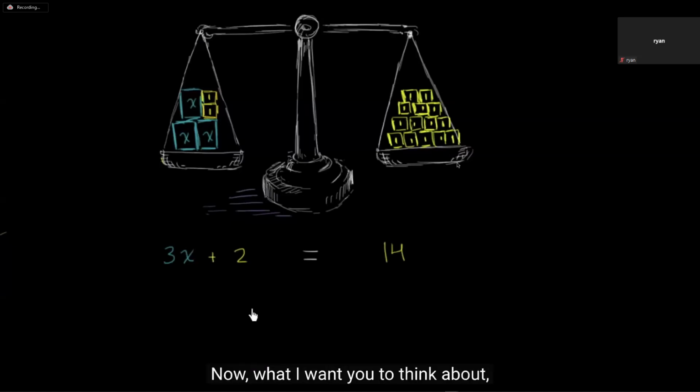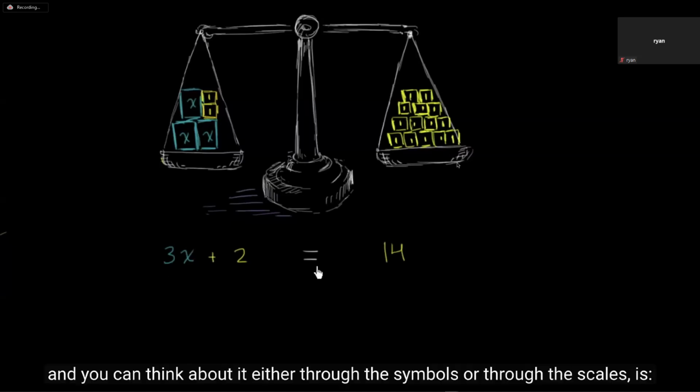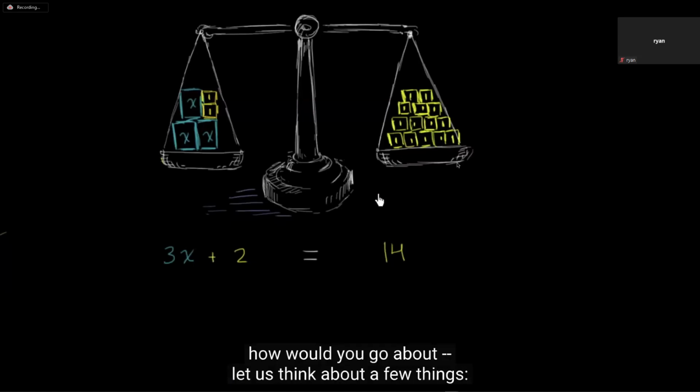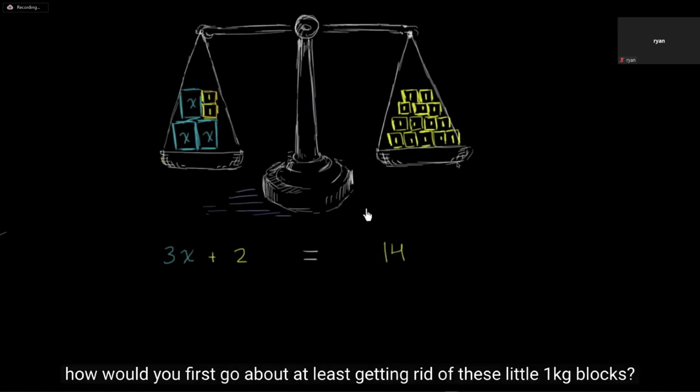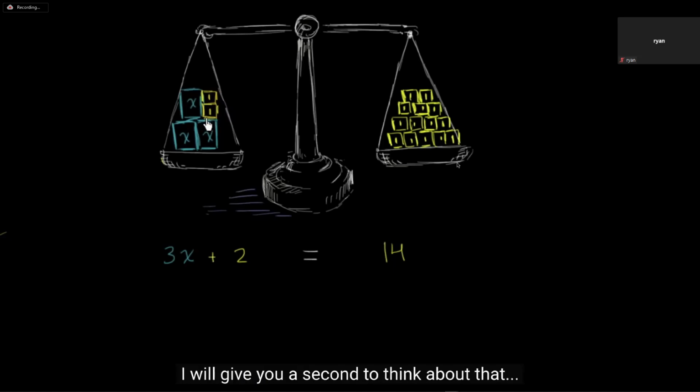Now, what I want you to think about, and you can think about it either through the symbols or through the scale, is how would you go about, well, let's think about a few things. How would you first go about at least getting rid of these little 1 kilogram blocks over here? And I'll give you a second to think about that.